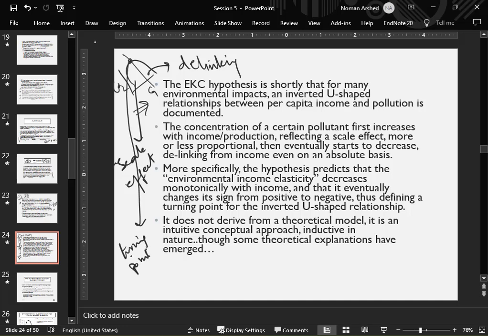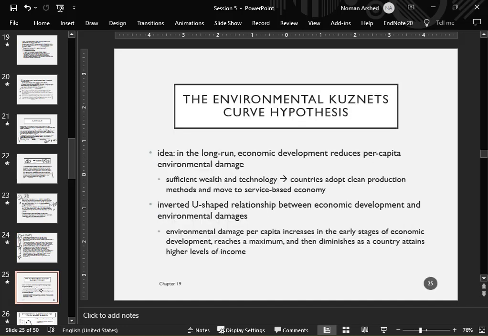Okay, and the inverted U-shaped relation does not derive from a theoretical model. It is an intuitive conceptual approach, inductive in nature through empirical explanation, though some theoretical explanations have emerged. So this idea was purely conceptual, not deriving from theory, but people have tried to link it with theory. Now we'll explore how people have tested this model.